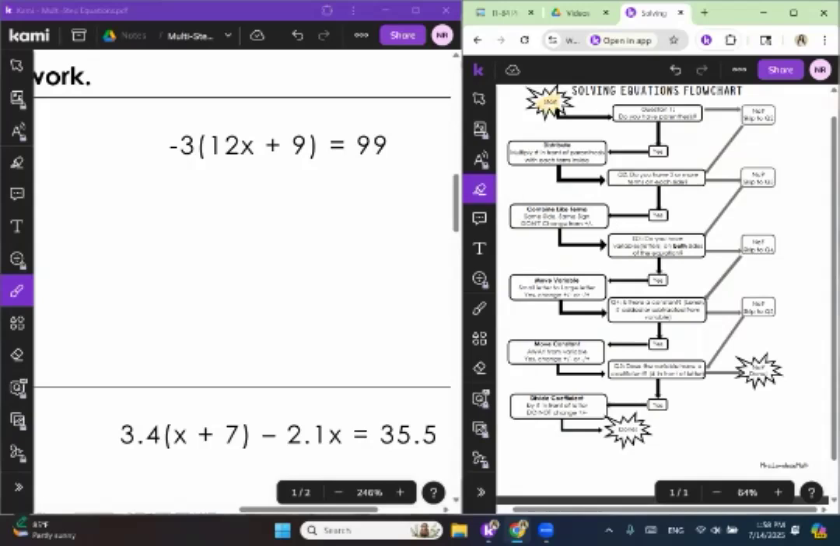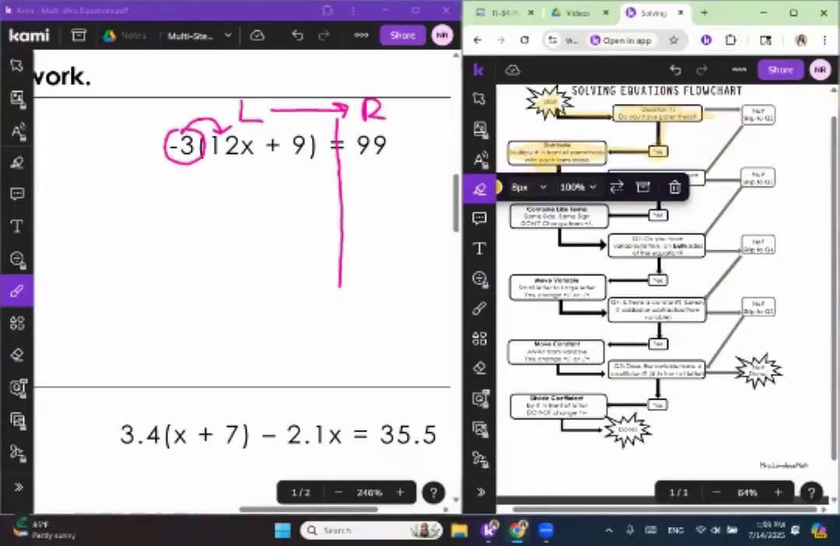Let's start. First thing, do we have parentheses this time? Yes, we do. So what do we need to do? Distribute first. I'm going to draw my line. Left, right. My numbers are going to go to the right. We start by distributing. What does it mean to distribute? To multiply. You multiply each term, and it does say each right here. So emphasis on the each. Negative 3 times 12.